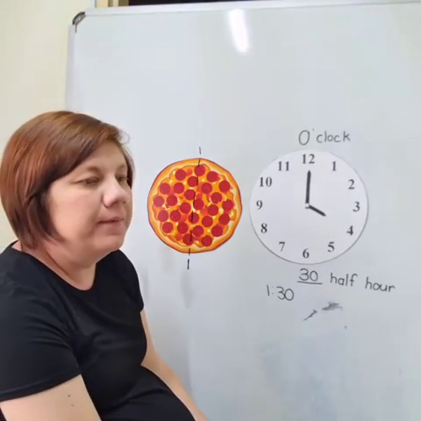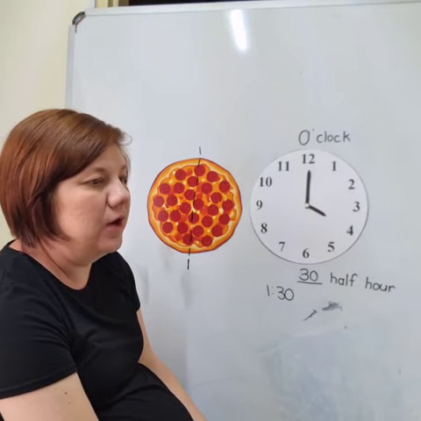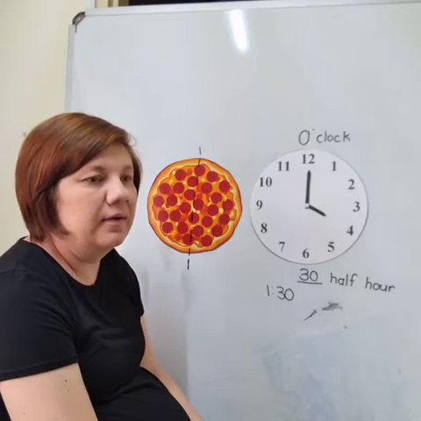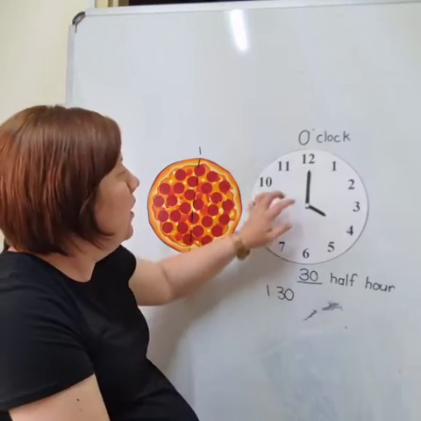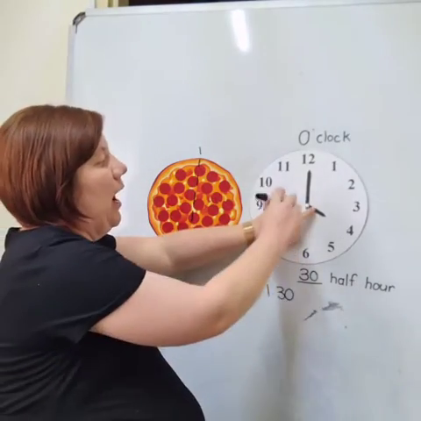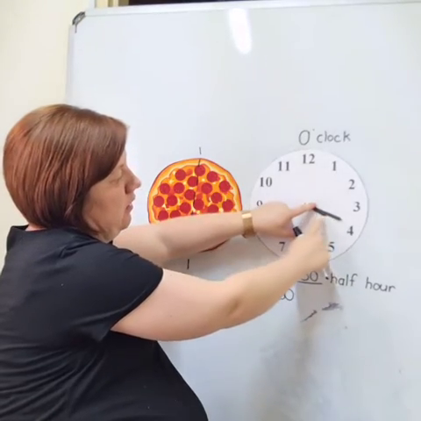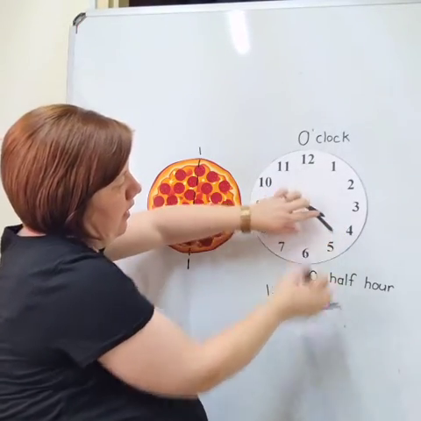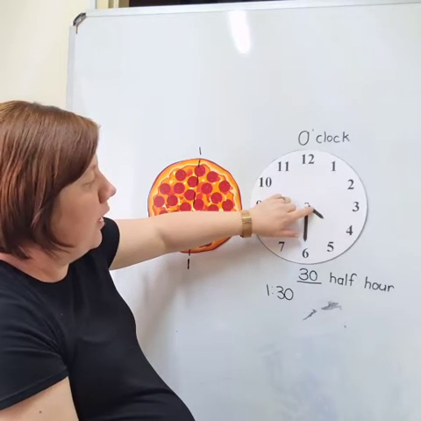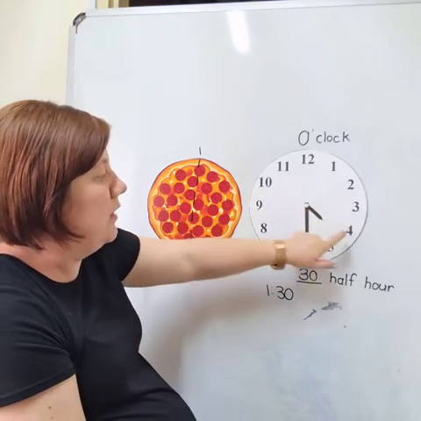4:30. Quickly move your arms to 4:30 on your analog clocks. All right, clocks in the air. Good. When we say 4:30, that means our minute arm passes the 4, goes straight to the 6. And the short arm, the hour arm, needs to be between the 4 and the 5.